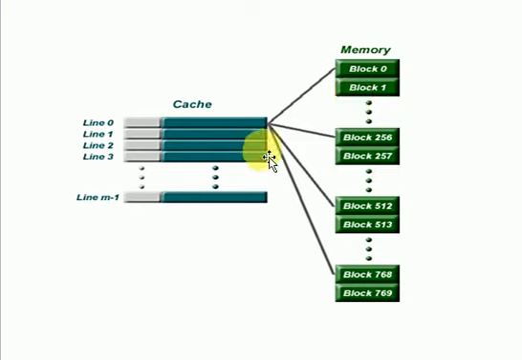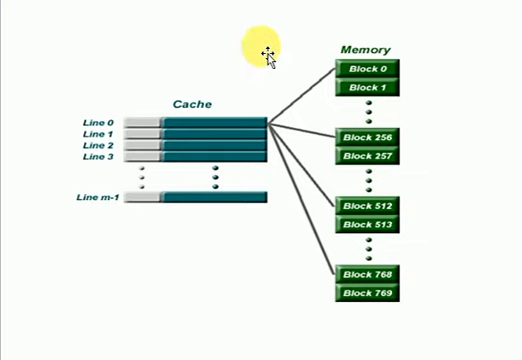Similarly, block 1, block 257, block 513 or block 769, any of these four blocks could be placed in line 1. Similarly, all other blocks will be mapped to corresponding lines. So, the process of allocating the blocks dedicatedly to some particular lines in the cache is called direct mapping.